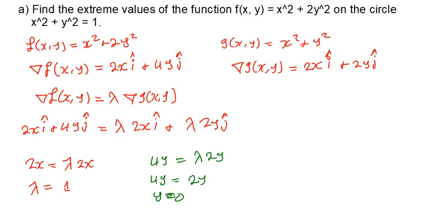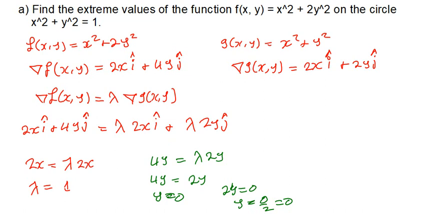If you say 4y minus 2y is equal to 0, that gives us 2y equals 0, making your y equal to 0 divided by 2, giving you 0 there. So after substituting the lambda that we have, which is 1, in this equation, we found that our y is equal to 0.